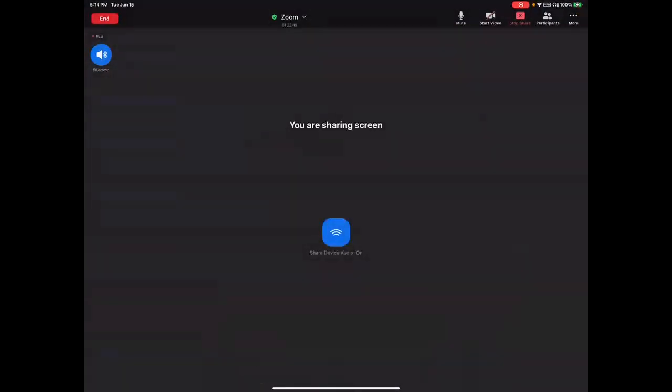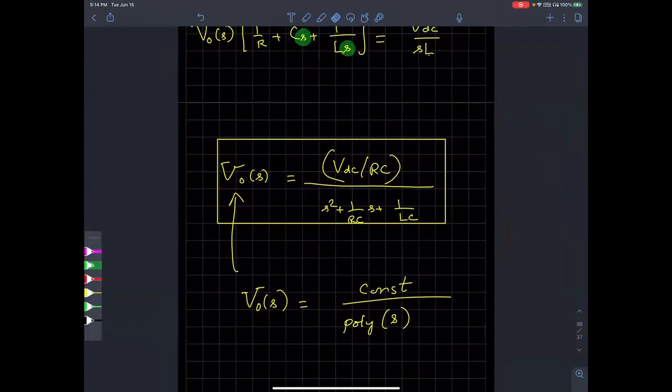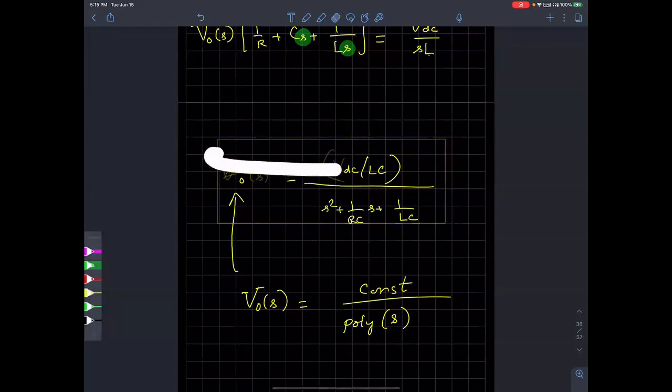VDC over LC for the numerator. Let's see. VDC over LC is right. You know what? You're correct. VDC over LC by S squared plus 1 over, let me give you the, I think I may have this part wrong.